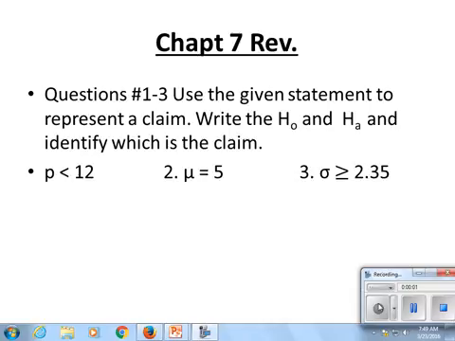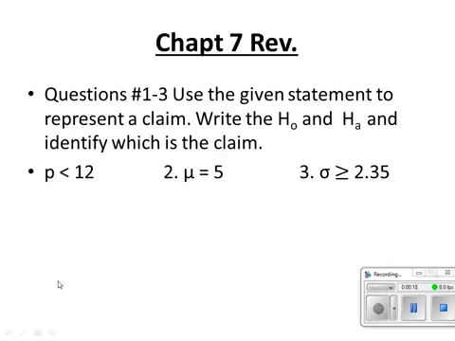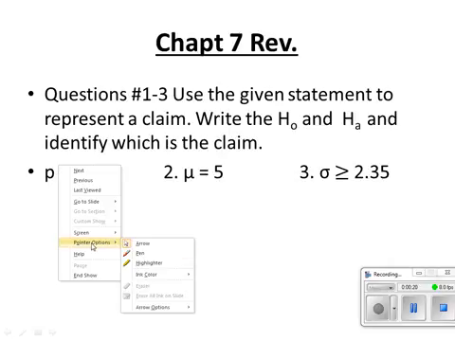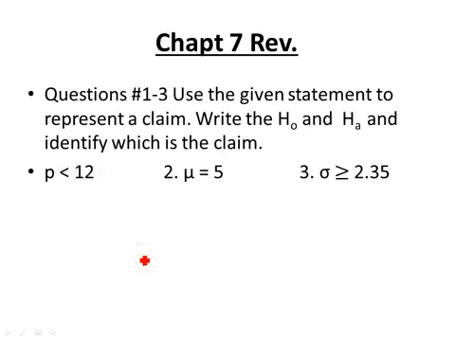Number one. We want to write our null hypothesis and alternative hypothesis for each one of these. For this first one, our H0, our HA.